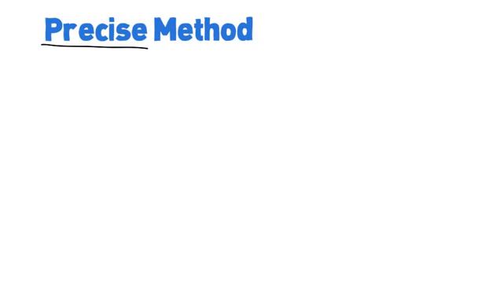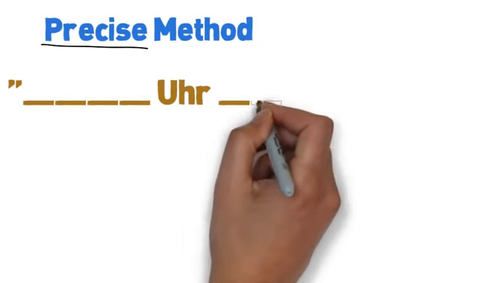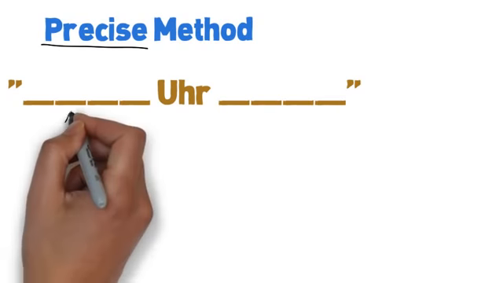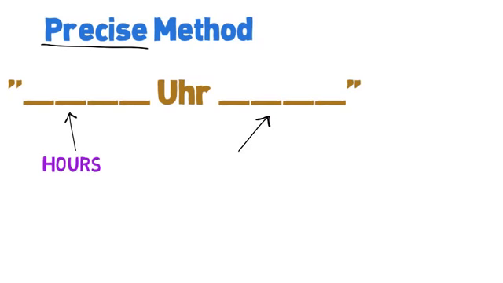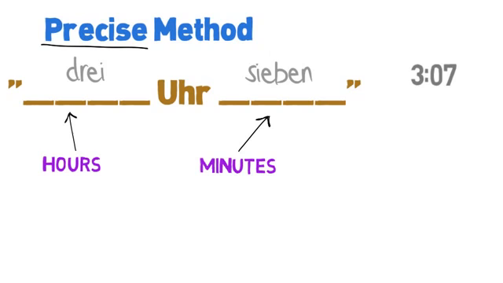As the name implies, you should use this method when you are trying to be very precise or exact, telling when the train leaves or what time a class starts, for instance. The trick here is that you will use the hour number, the word Uhr, and then the minute number. So for instance, if it were 3:07, you would use the hour number 3 and the minute number 7 to say 3 Uhr 7.